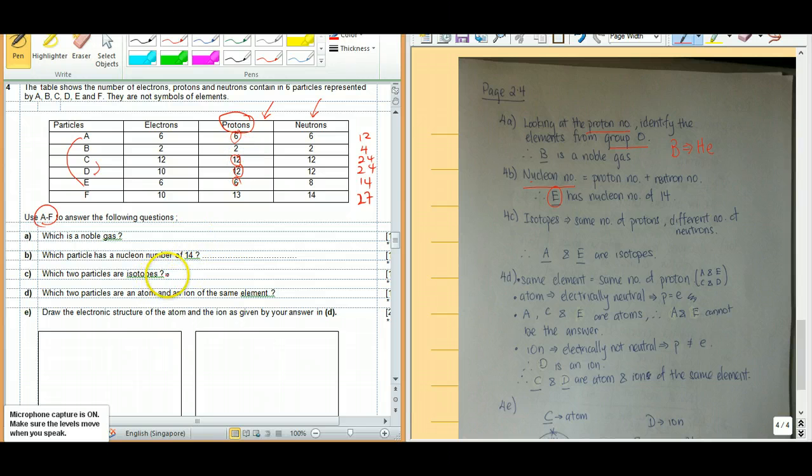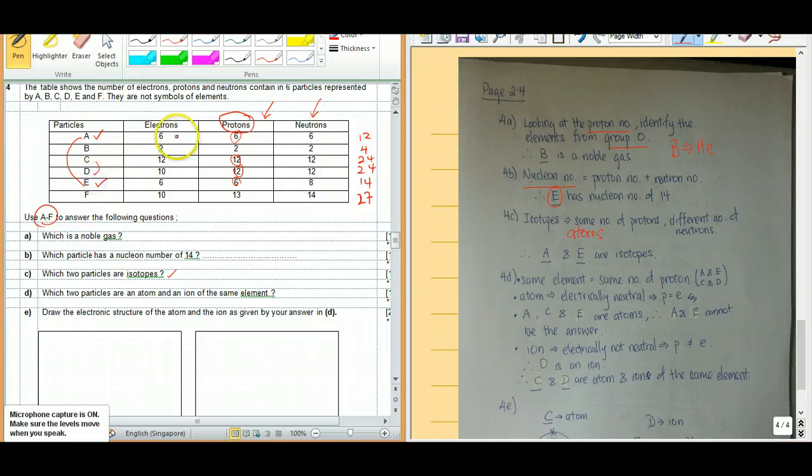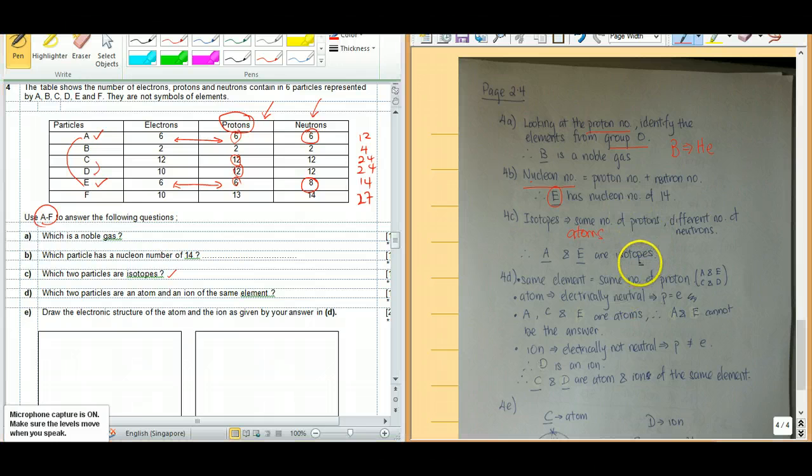But in this case here, we want to look at which are isotopes. In this case, we are looking at atoms, okay? Atoms with the same number of protons and different number of neutrons. So which of these are atoms? In order to find out which of them are atoms, you need to know which of them has the same number of protons and electrons. And you realize A and E have the same number of protons and electrons, but they have a different number of neutrons. So therefore, A and E, definitely they are isotopes. So for C, the answer is A and E.